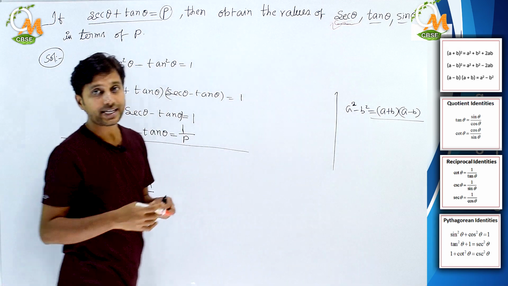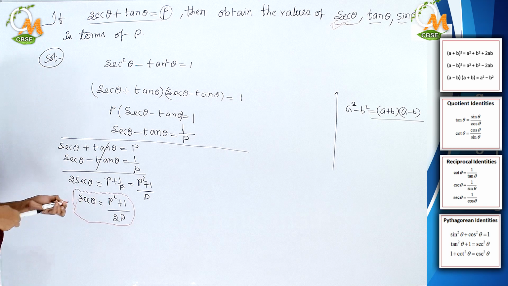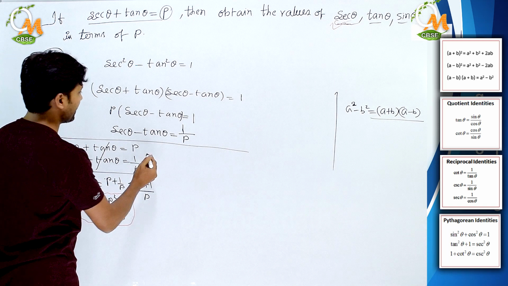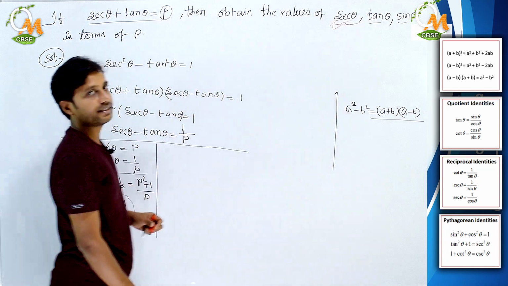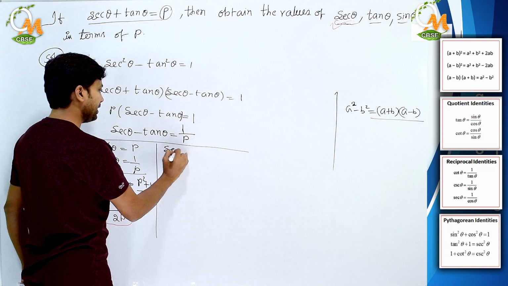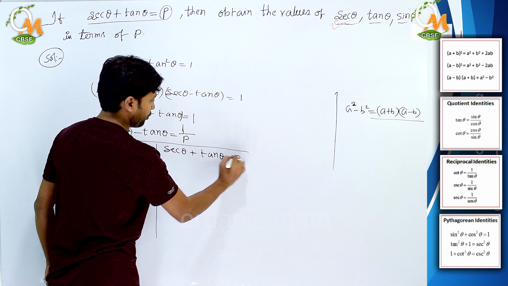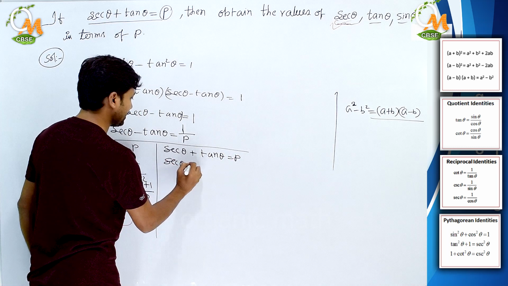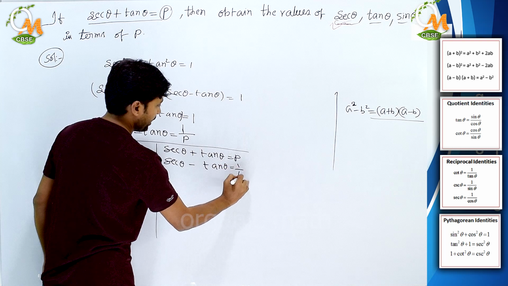Now we need to find the second answer. So just think smart about how to obtain the second answer. What is the second answer? Tan theta. We need to obtain tan theta here. So just write down these two conditions once again. Secant theta plus tan theta equal to p, and secant theta minus tan theta equal to 1 by p.